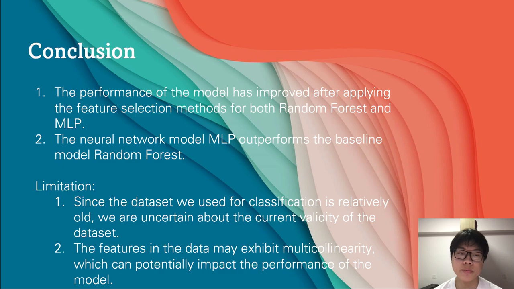However, there are some limitations in our project. First, since the dataset we used for classification is relatively old, we are uncertain about the current validity of the dataset. Second, the features in the data may exhibit multicollinearity, which can potentially impact the performance of our model. In future, we will solve these two limitations and adjust the hyperparameters to get a better result.